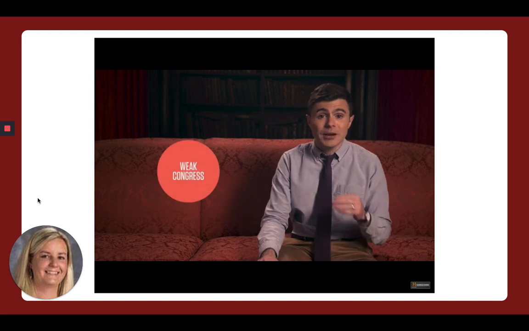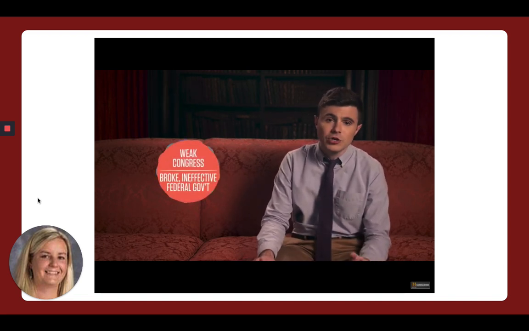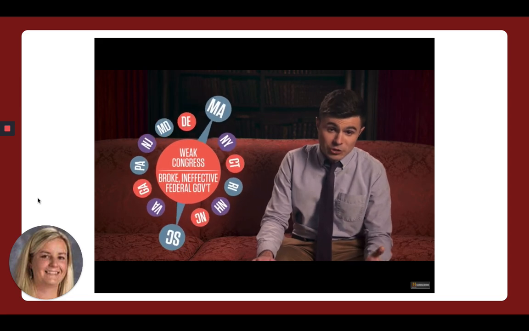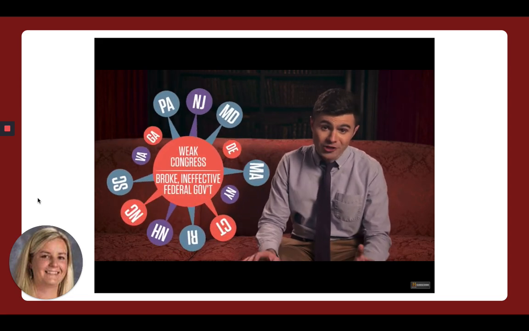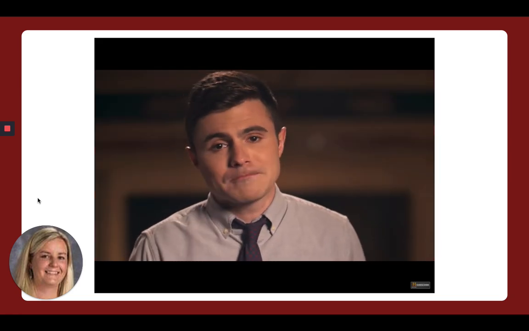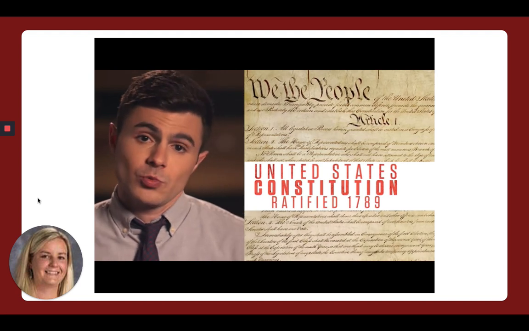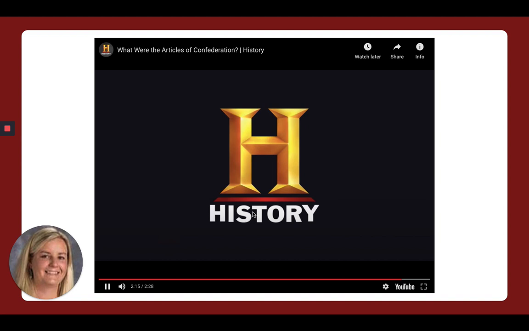This weak Congress and a broke, ineffective federal government eventually proved to be too much of a burden on the United States. Because when 13 different state governments held all the power, nothing was getting accomplished. The Founding Fathers found this out the hard way. So they went back to the drawing board, drafting a new and improved Constitution, which is still the law of our land today.